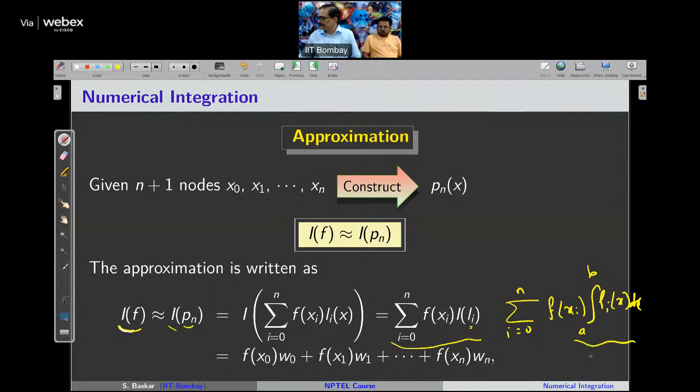So these are the weights Wi's. That's what we are getting here, weights. So generally, the quadrature formula is of this form: f of x0 w0 plus f of x1 w1 and so on, plus f of xn wn. This form is called the Newton Cotes formula.